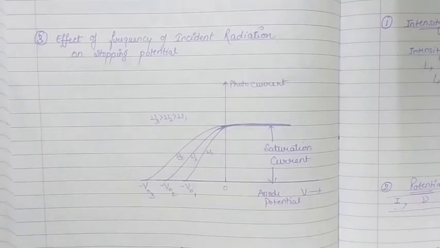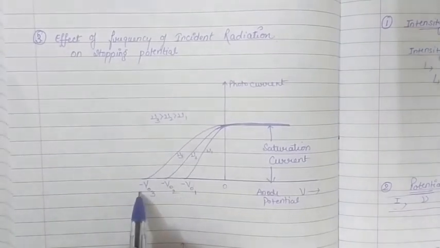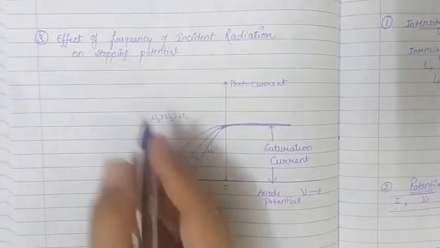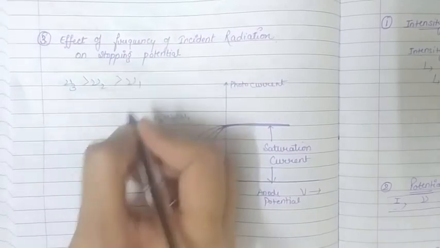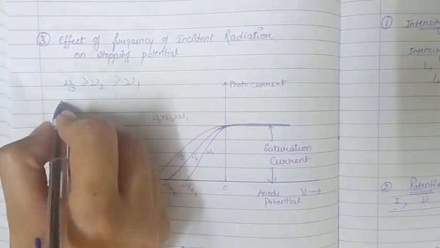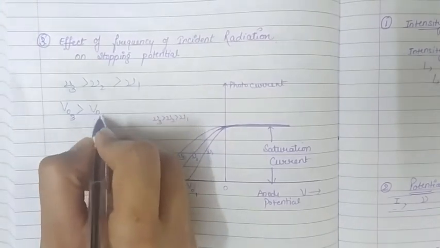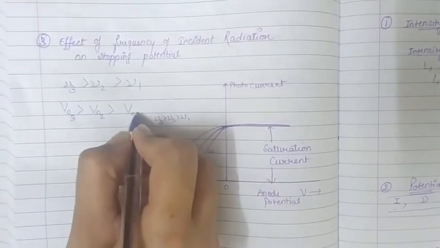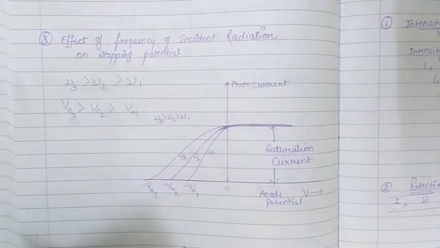As we can see, the value of stopping potential also increases with the frequency of incident radiation. Since nu3 is more than nu2 is more than nu1, the value of V03, that is the stopping potential, is more than V02 is more than V01. So जितना ज़्यादा frequency होगा उतना ज़्यादा stopping potential होगा.